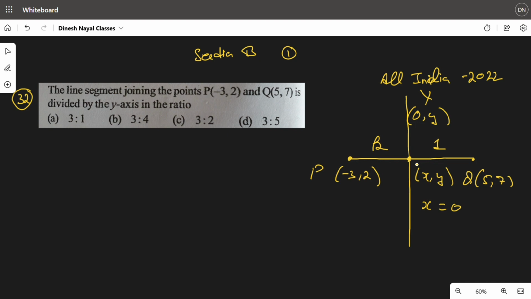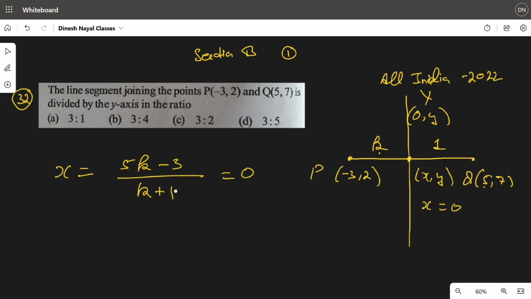So first of all, get the x. What will be the x of it? See, we are finding the x coordinate of this point, so applying the section formula only. So x will be k times 5, so this will be 5k, and 1 times minus 3, upon k plus 1. Now we know that this point is on the y-axis, so this x part will be 0. So just equating this to 0, we'll get the value of k.